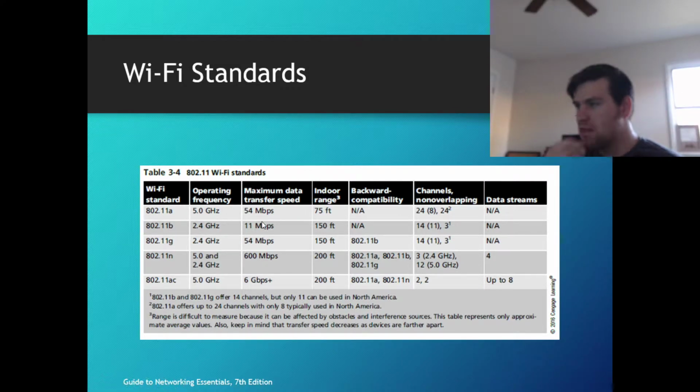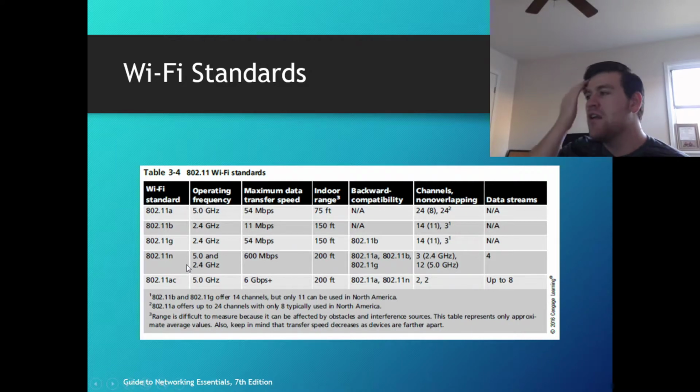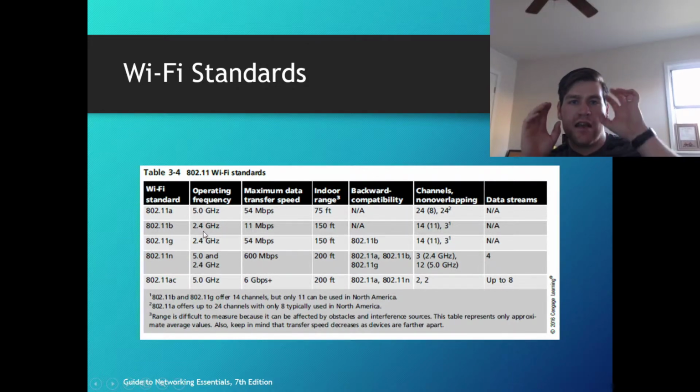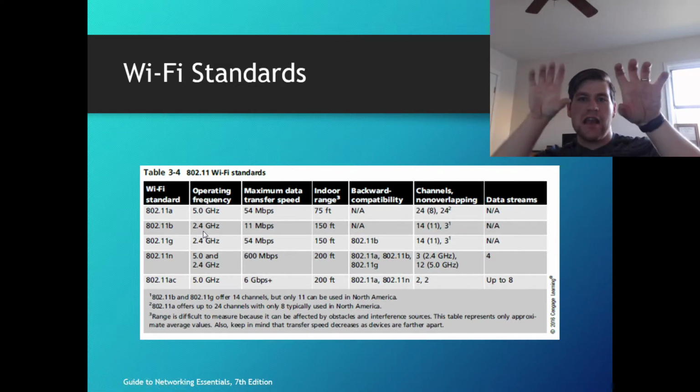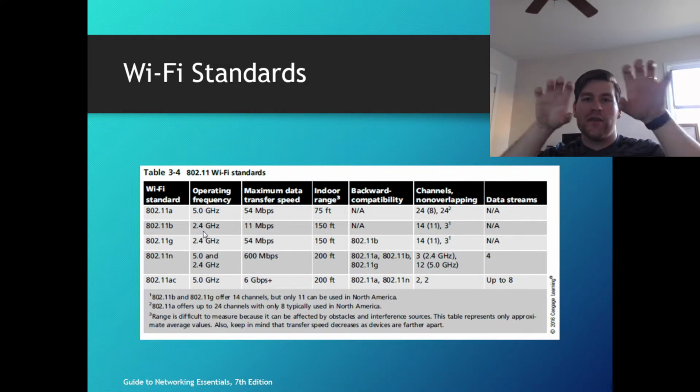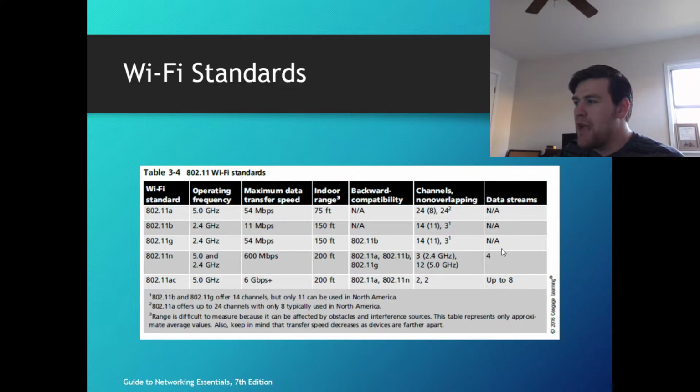Okay, but then g was developed to sort of alleviate the problems and combine the best of both worlds, the 2.4 gigahertz frequency and the 54 megabits per second speed. So you got your range and your speed all in one package. And 802.11g was also backwards compatible with 802.11b. So if I had an 802.11b NIC and an 802.11g access point, they would still work together.